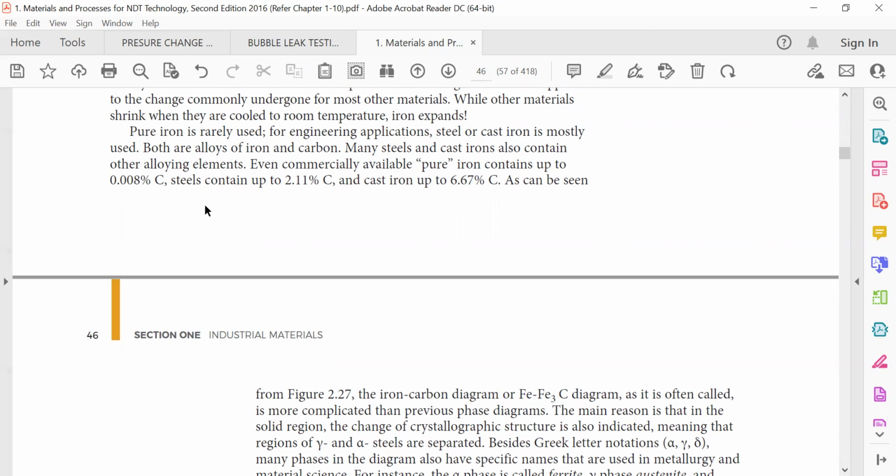Pure iron contains up to 0.008% carbon. Steels contain up to 2.11%, and cast iron up to 6.67% carbon.